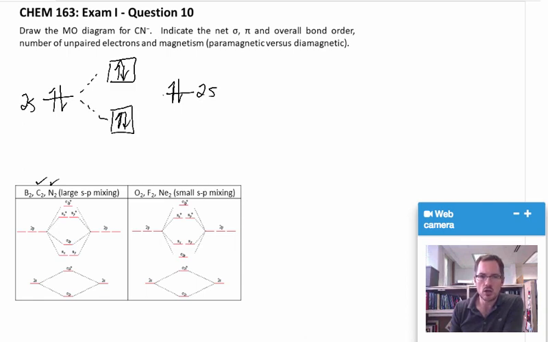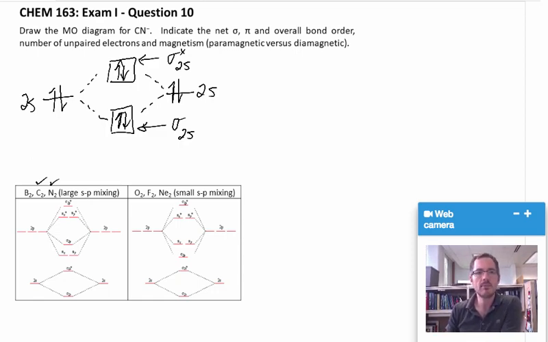Now I did that wrong. I should have filled up the bottom one first, because the bottom one is my sigma 2s, and my top one is my anti-bonding 2s. So both my bonding and anti-bonding sigma orbitals are filled. I got rid of 2 electrons from carbon and 2 electrons from nitrogen, so I have 5 more plus the negative charge, so I have 6 more electrons to work with.